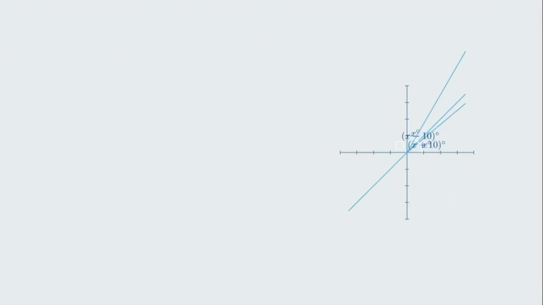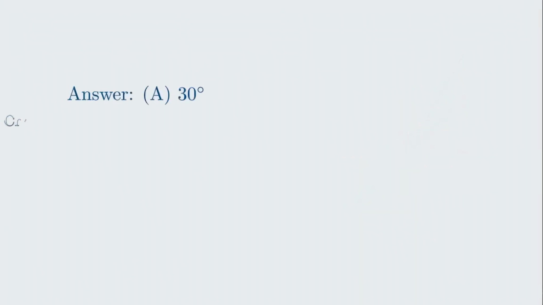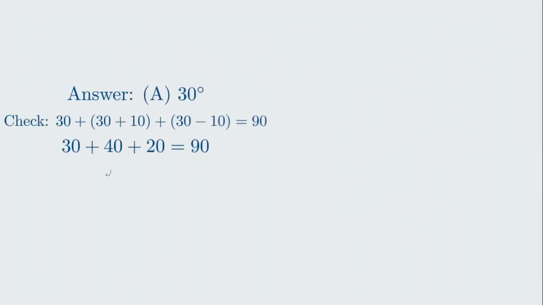Let's quickly check this. The three angles in the upper right quadrant would be 30, 30 plus 10 equals 40, and 30 minus 10 equals 20. Adding them up, 30 plus 40 plus 20 equals 90, which is correct. The answer is A, 30 degrees.